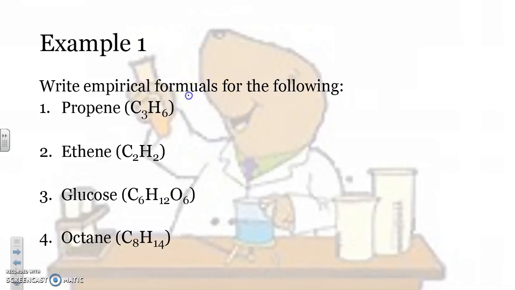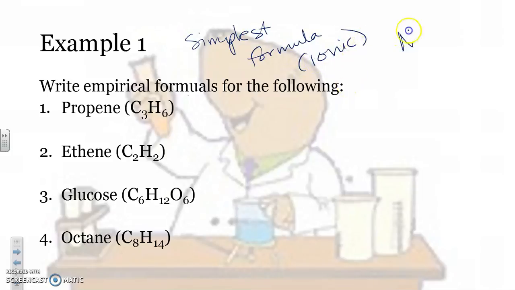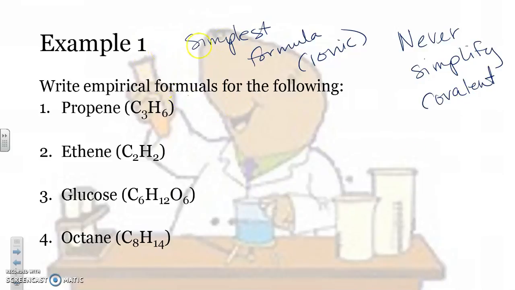An empirical formula is the simplest formula. And it's always going to be for ionic. We never simplify covalent. Never simplify covalent. We always simplify the ionic. So if we're looking for the simplest form, if I give you a formula and I say give the empirical or write the empirical formula for the following, all you're going to do is simplify it.